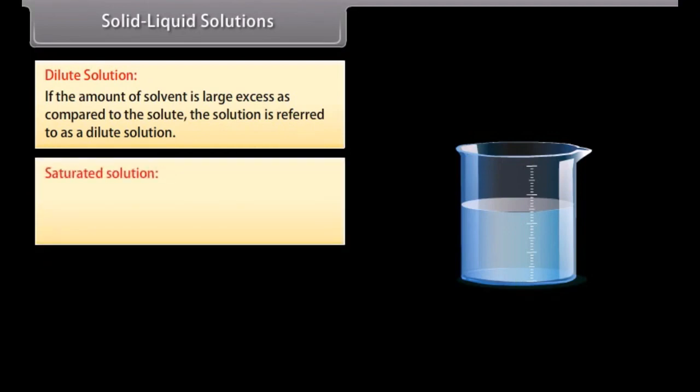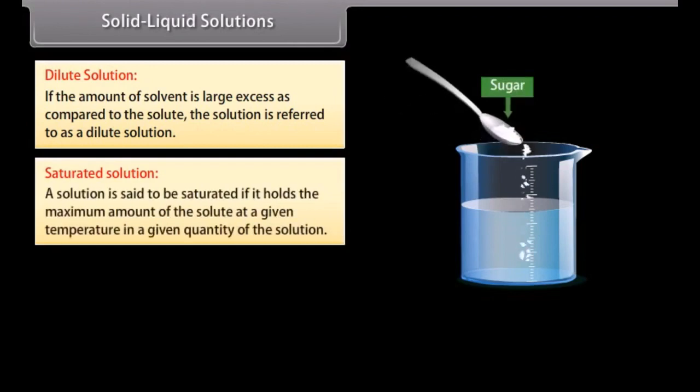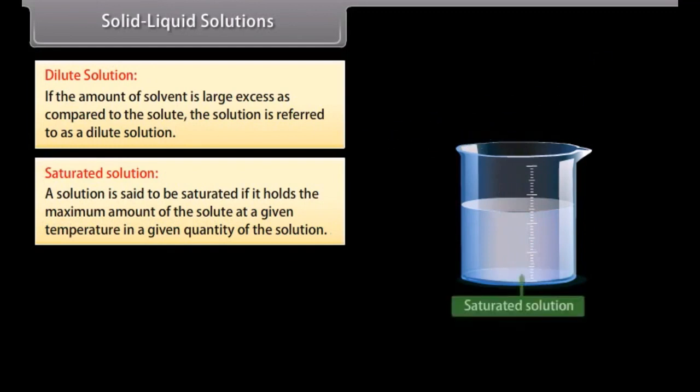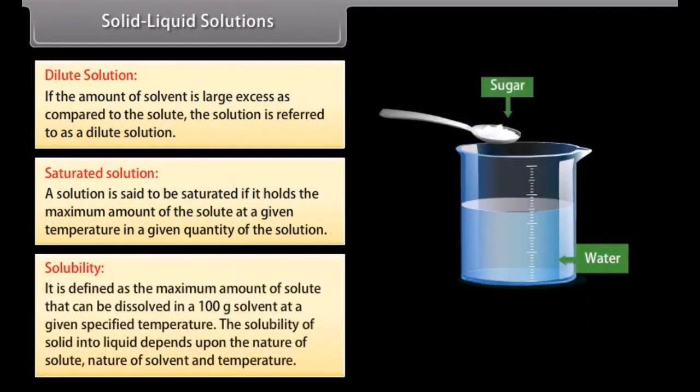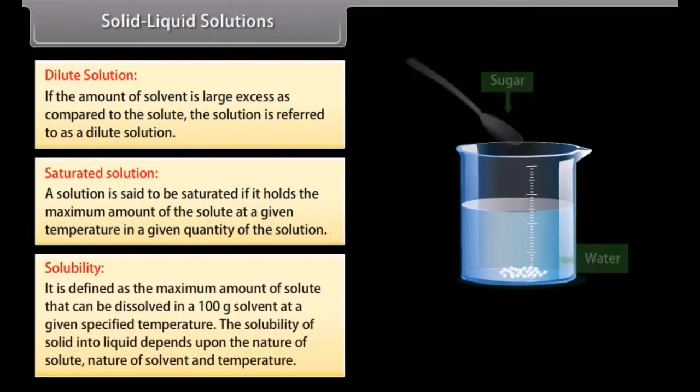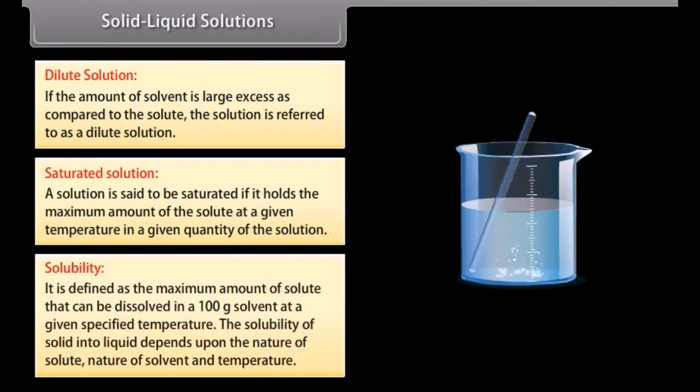Saturated solution. A solution is said to be saturated if it holds the maximum amount of the solute at a given temperature in a given quantity of the solution. Solubility. It is defined as the maximum amount of solute that can be dissolved in a 100-gram solvent at a given specified temperature. The solubility of solid in liquid depends upon the nature of solute, nature of solvent, and temperature.